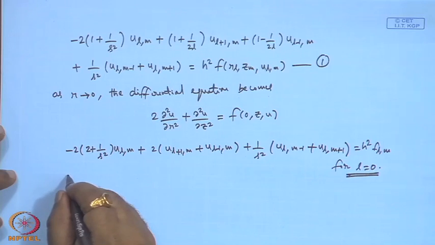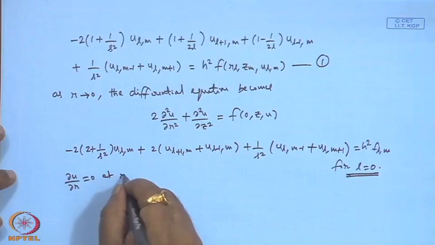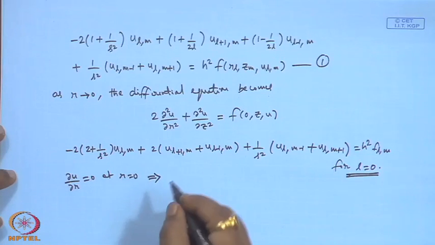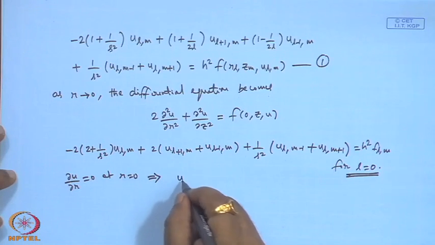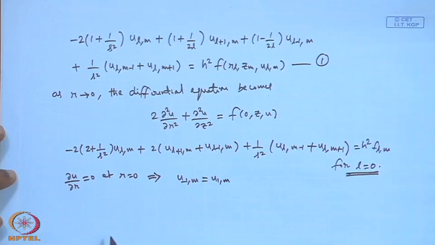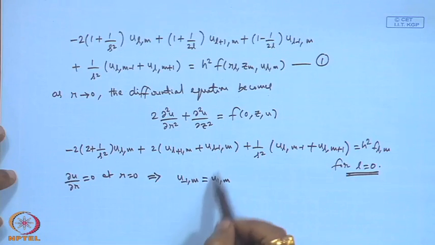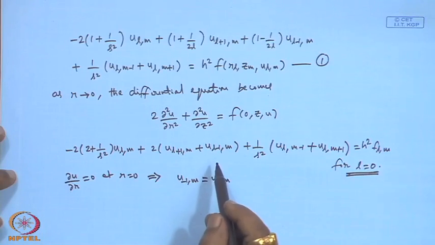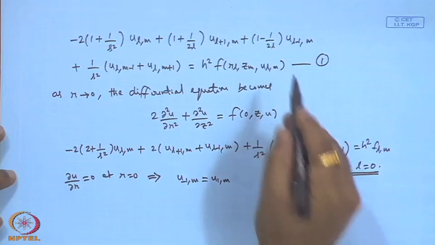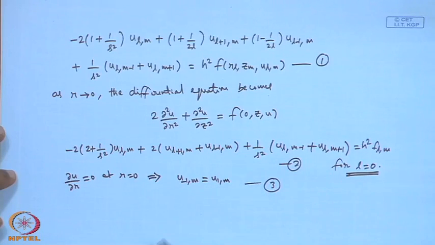Now, we have ∂u/∂r equals to 0 at r equals to 0. So, this implies the fictitious value can be eliminated, because when L equals to 0 we have a fictitious value from here. So, this can be eliminated. So, 1, 2, 3. So, with this one can obtain the solution.